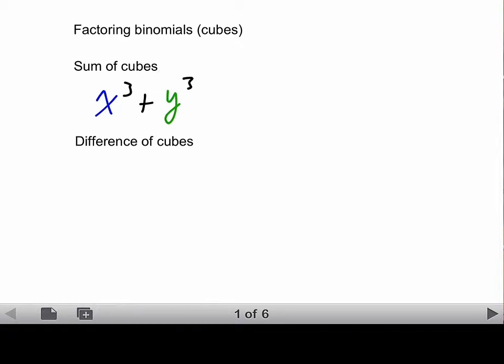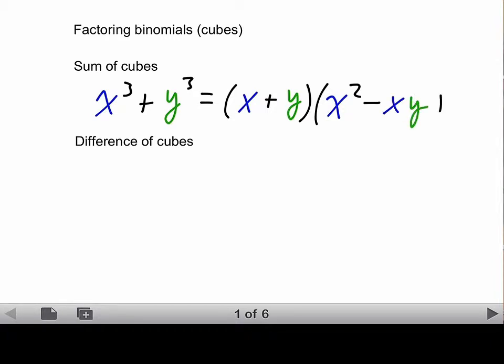The formula for factoring a sum of cubes is going to be, in this case, x plus y times the quantity of x squared minus xy, I'm taking my time here so I can color code this, plus y squared. A difference of cubes is very similar.